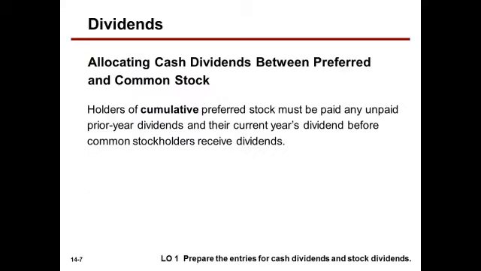If there are two different types of stock, preferred and common, and cash dividends are declared, there must be an allocation of dividends between those two types of stock. Preferred stock exists because it has first claim on dividends. Common shareholders get dividends after preferred shareholders have received theirs. Furthermore, if the preferred stock has a cumulative feature, those shareholders must be paid any unpaid prior year dividends that were not declared before common receives its current year share of cash dividends declared.